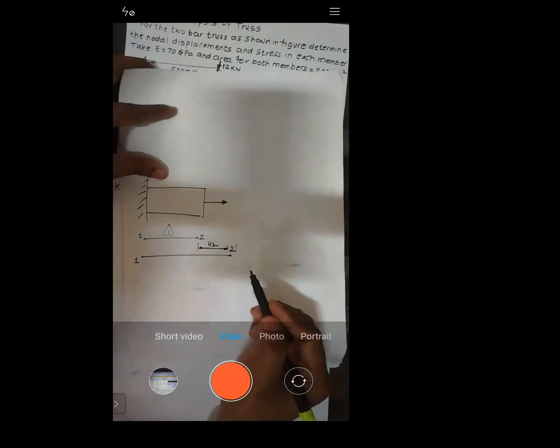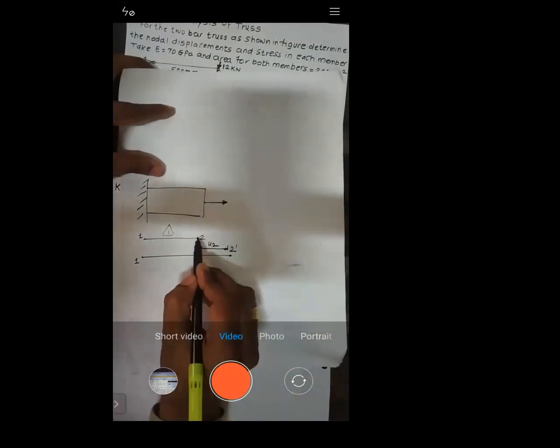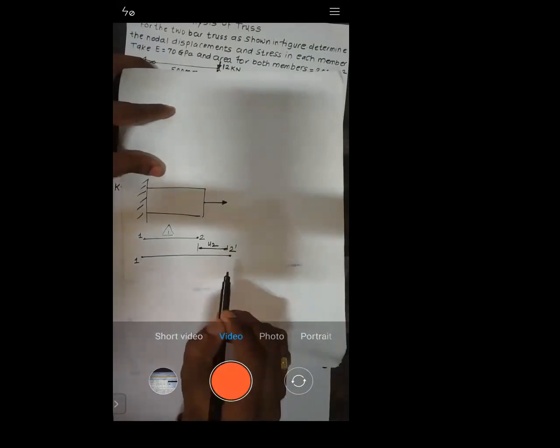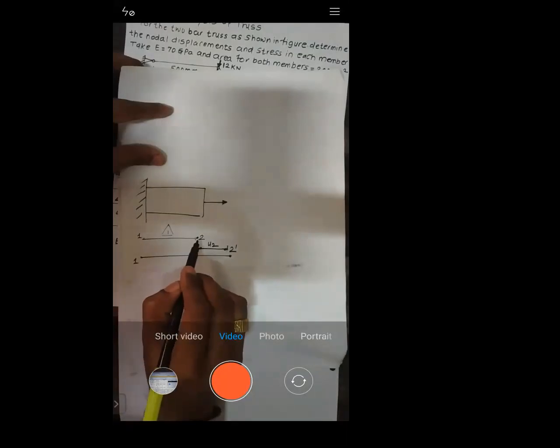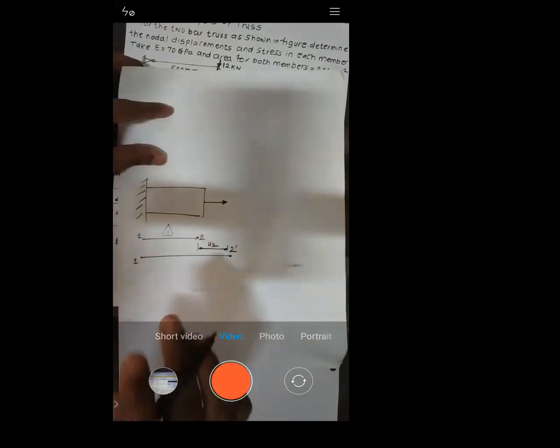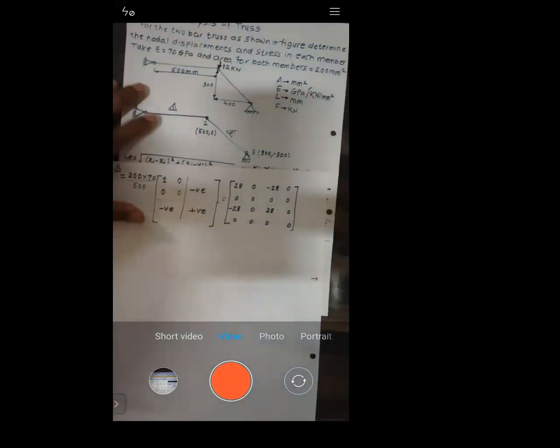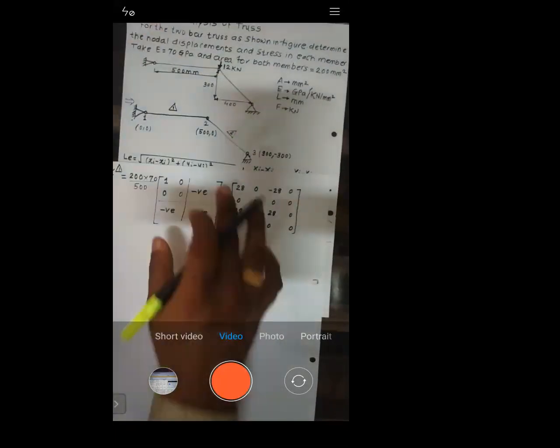Is it okay or not? This is the initial position of node 2, and this is the final position of node 2. The difference between the initial and final position, you call displacement at node 2. Node 2 is only moving in x direction. But in problems that belong to truss, each node will move in 2 directions, that is, in x and y direction.